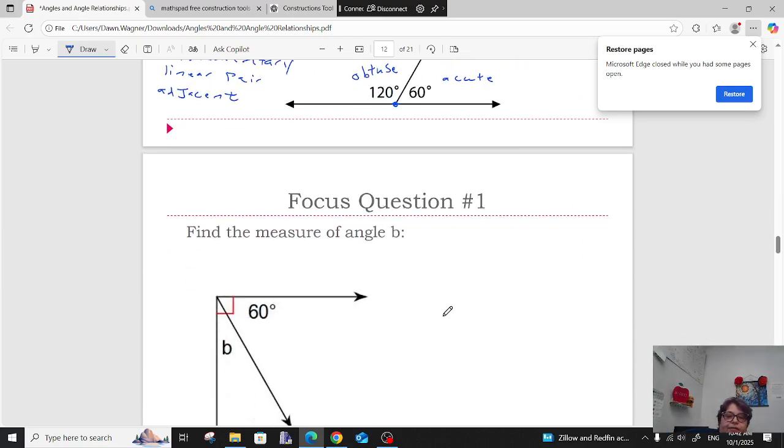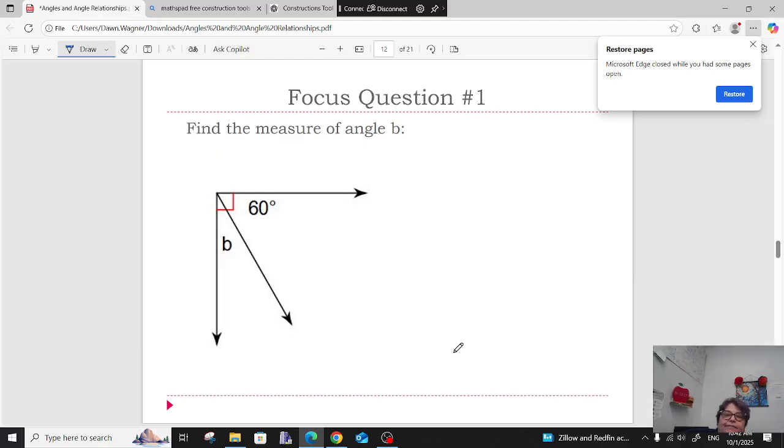Okay, so now we're going to do the math. We love math. Math is fun, right? Yay. Okay, what's angle B? 30. Because I have a right angle here, B plus 60 has to equal 90. So B has to equal 30. Now, if you just put B equals 30, I'd be fine. But I'm a math teacher, so I have to write the top one, right?